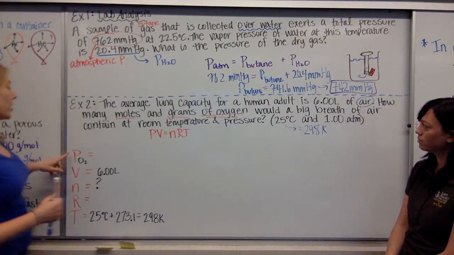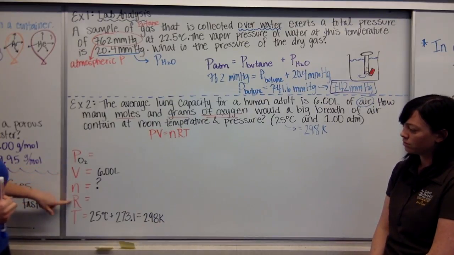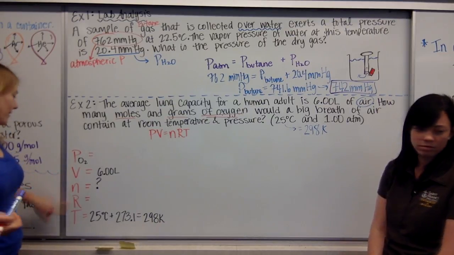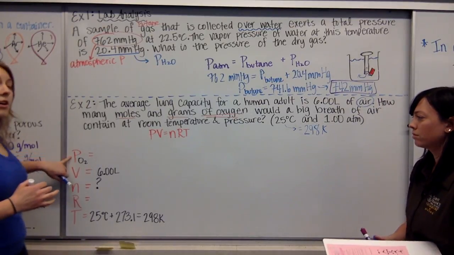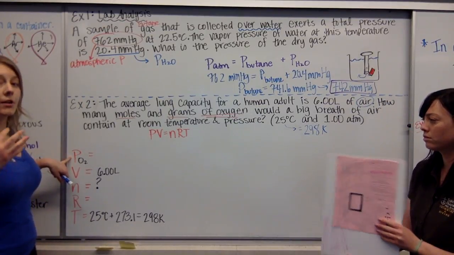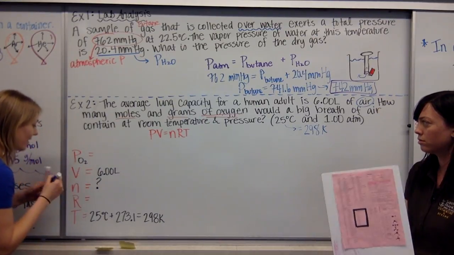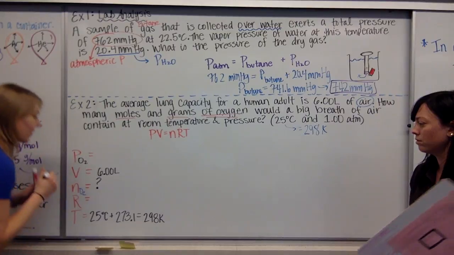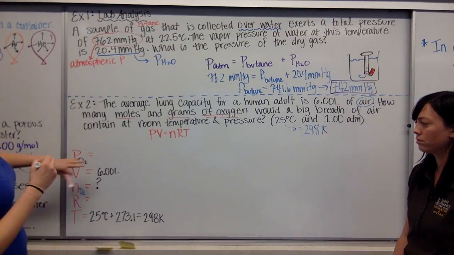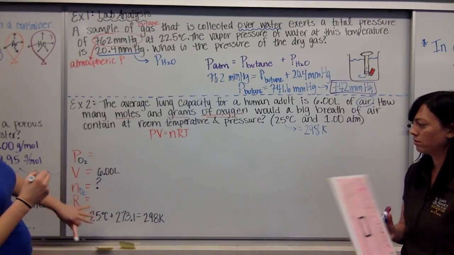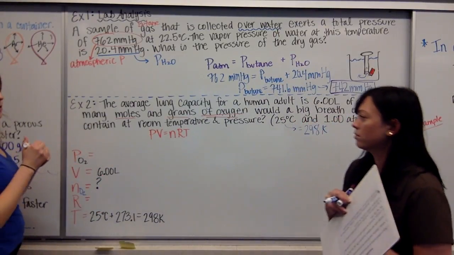So when we're looking for our variables, we're looking for pressure, volume, moles, our R constant, our gas law constant, and temperature. When we use this, we are going to have to use the partial pressure of oxygen, and we're going to be looking for the moles, specifically, of oxygen. So this is where Dalton's law comes in. So let's figure out our variables. I should start with the partial pressure of oxygen.